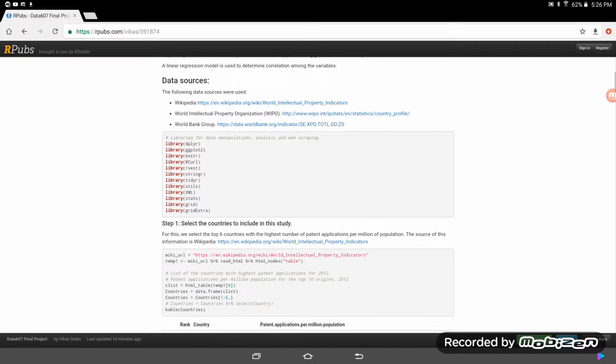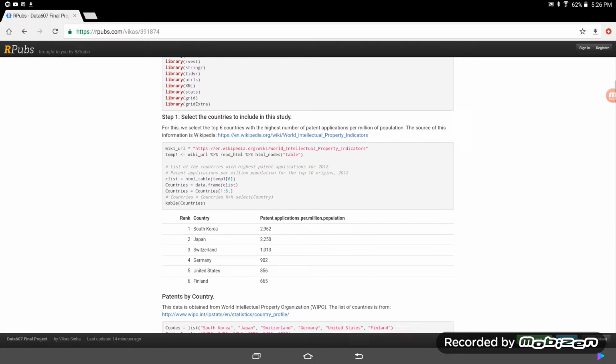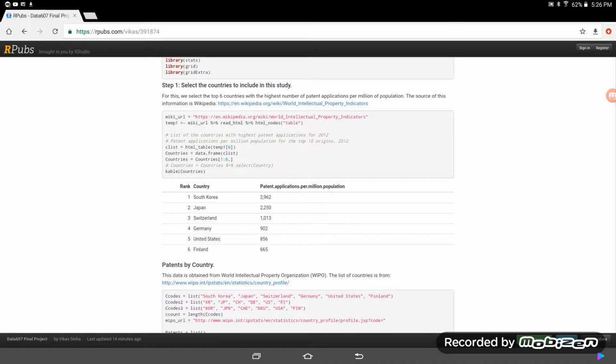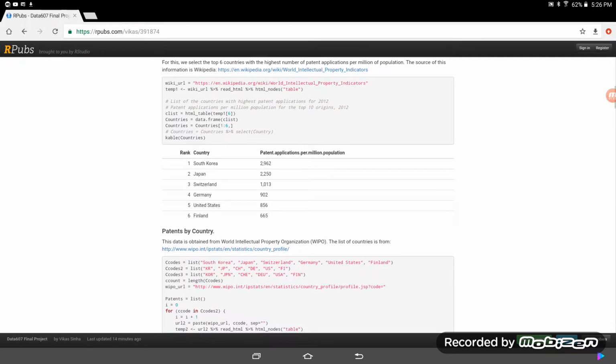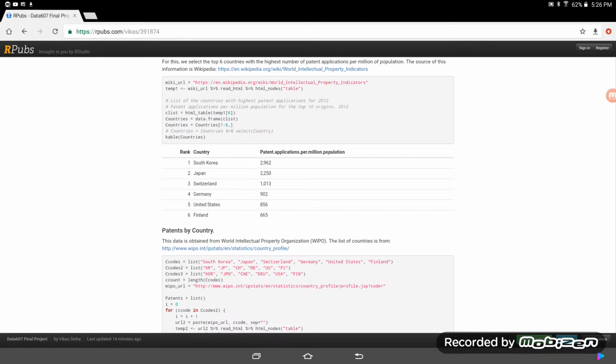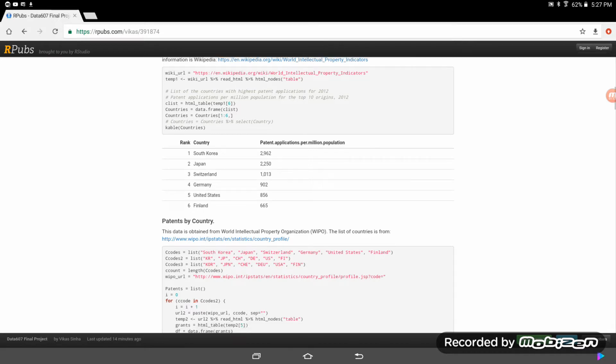In the very beginning, I selected the countries to include in this study, and this was just available from Wikipedia. This is a list of the countries that file the most patent applications per million, for each million people in their population. As you can see, the 6 countries are listed here. This is just a preliminary investigation to find the number of countries that we will be investigating.